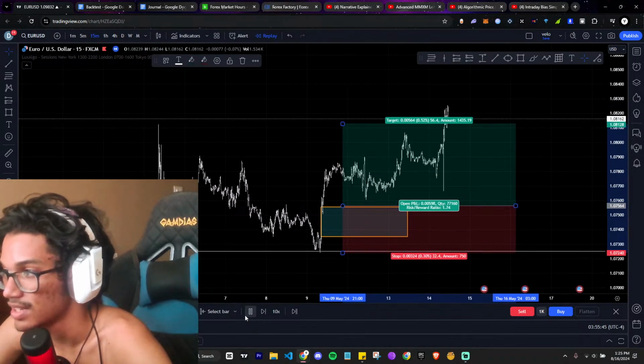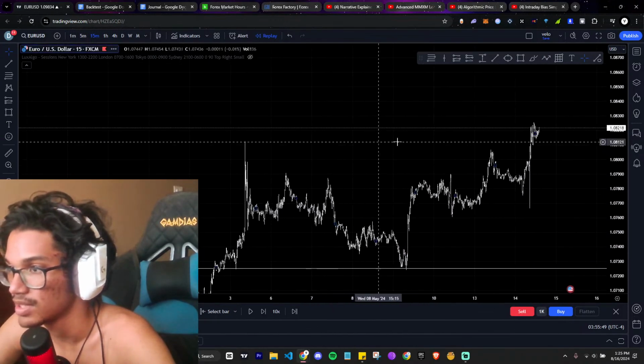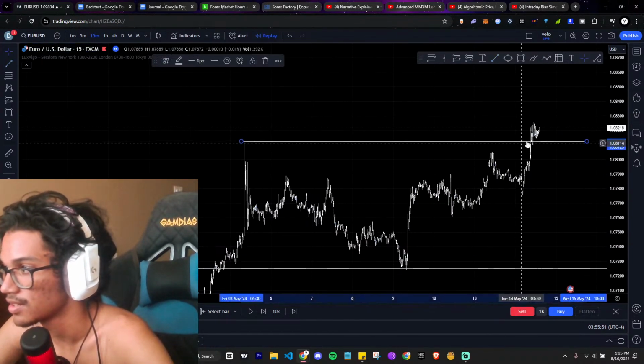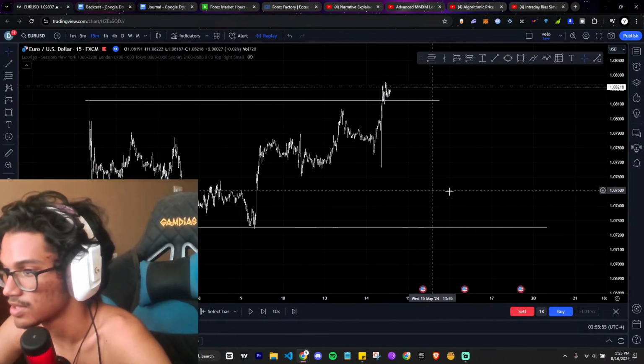Boom. Okay, so we do hit TP. Okay, it's alright. We hit TP. See, so this is taken out. Boom. It's gonna sweep liquidity. Let's see if it goes lower towards this.